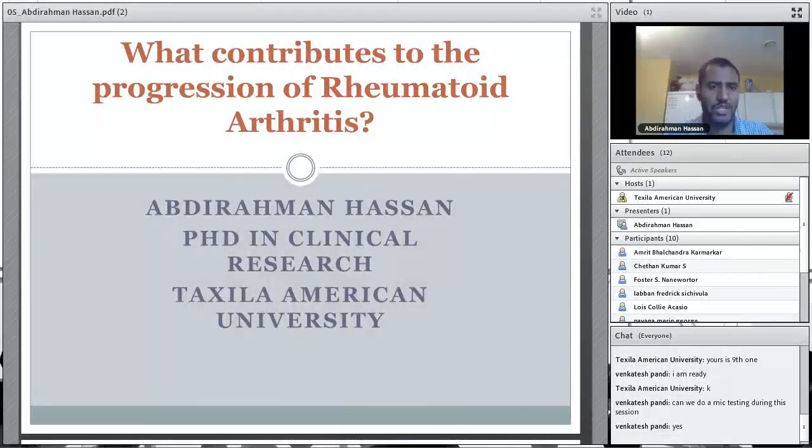Glad to participate in this conference. The topic that I'm going to talk about today is what contributes to the progression of rheumatoid arthritis. I'm a PhD in clinical research candidate.